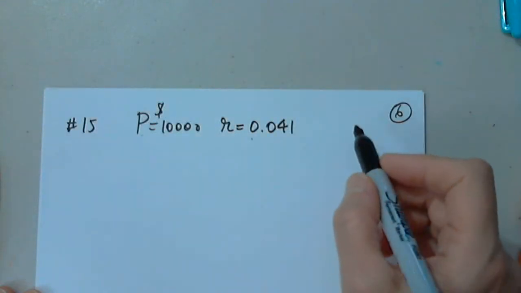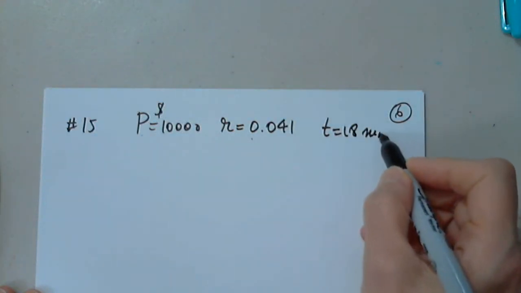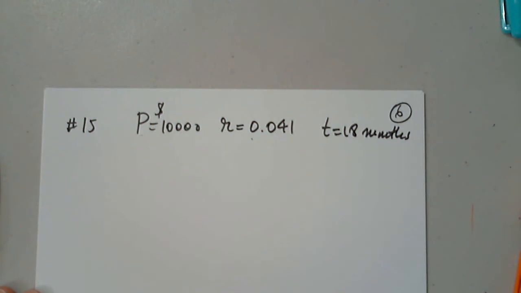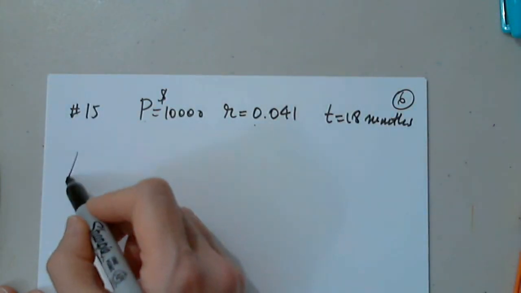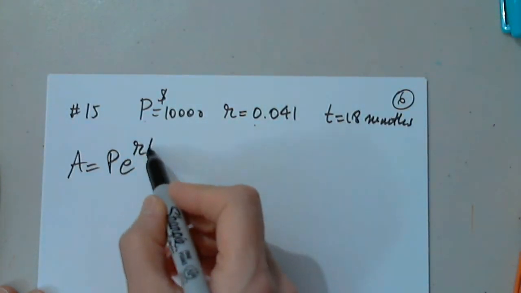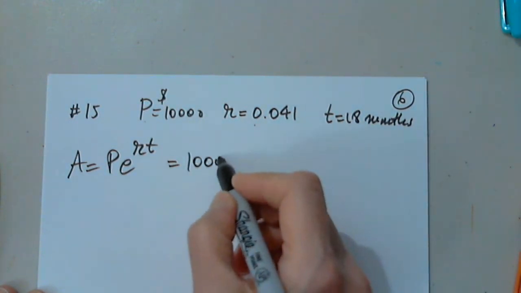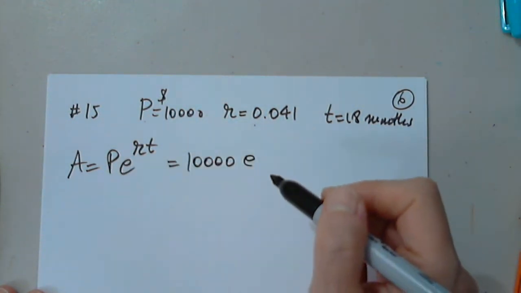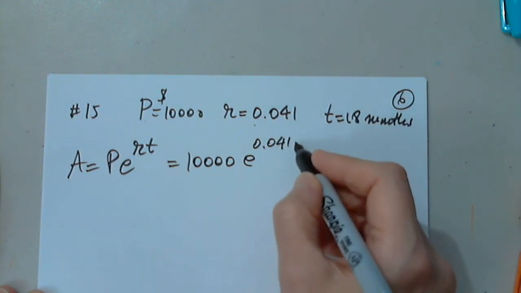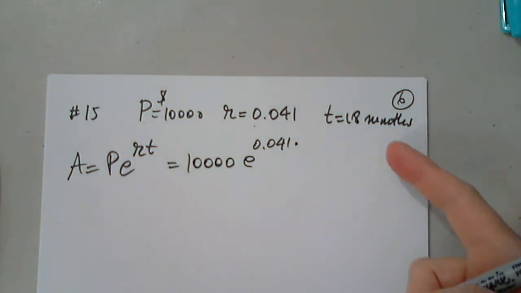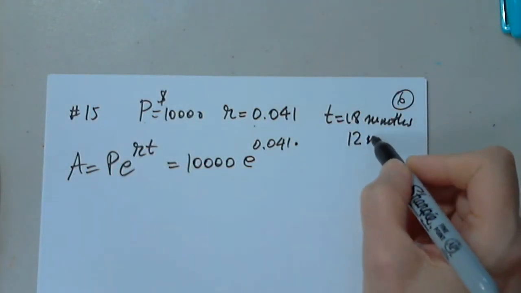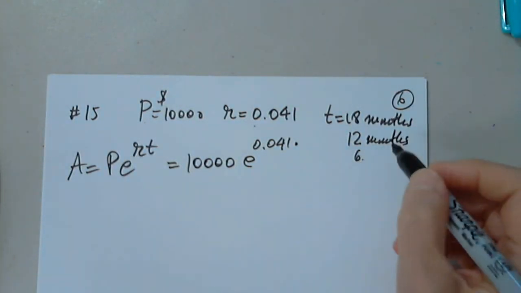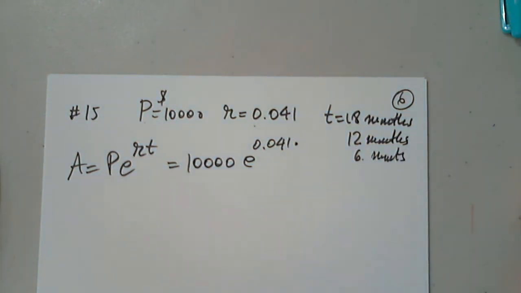This is the trick. T equals 18 months, because the formula specifically says the time has to be in years. So the accumulated value equals Pe^(rt). P equals 10,000. E is Euler's number, r is 0.041. And now I have to be very careful because I have to change 18 months, which is 1 year, 12 months, and another 6 months into years.